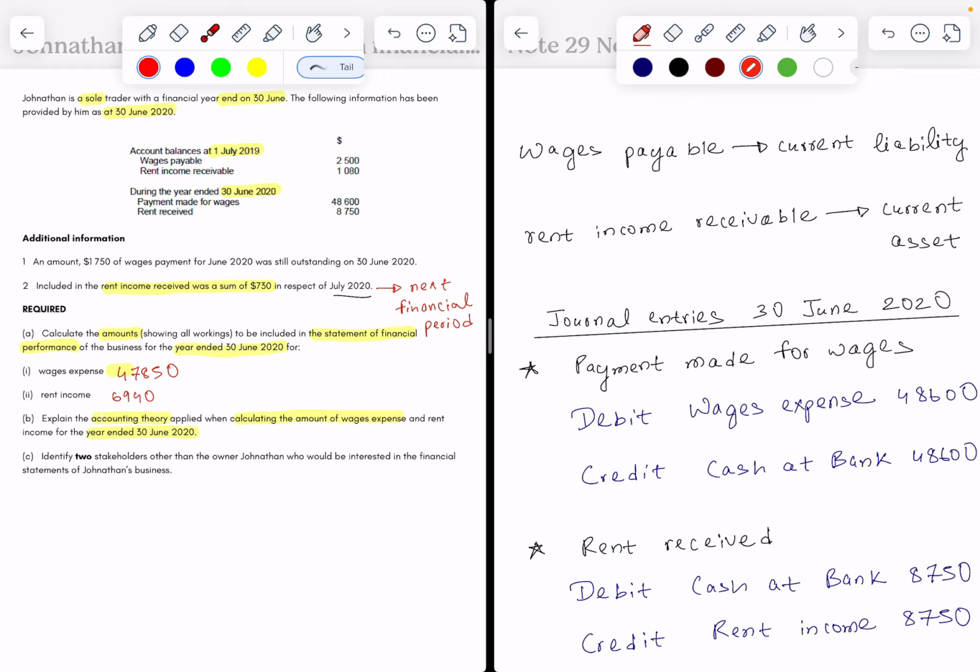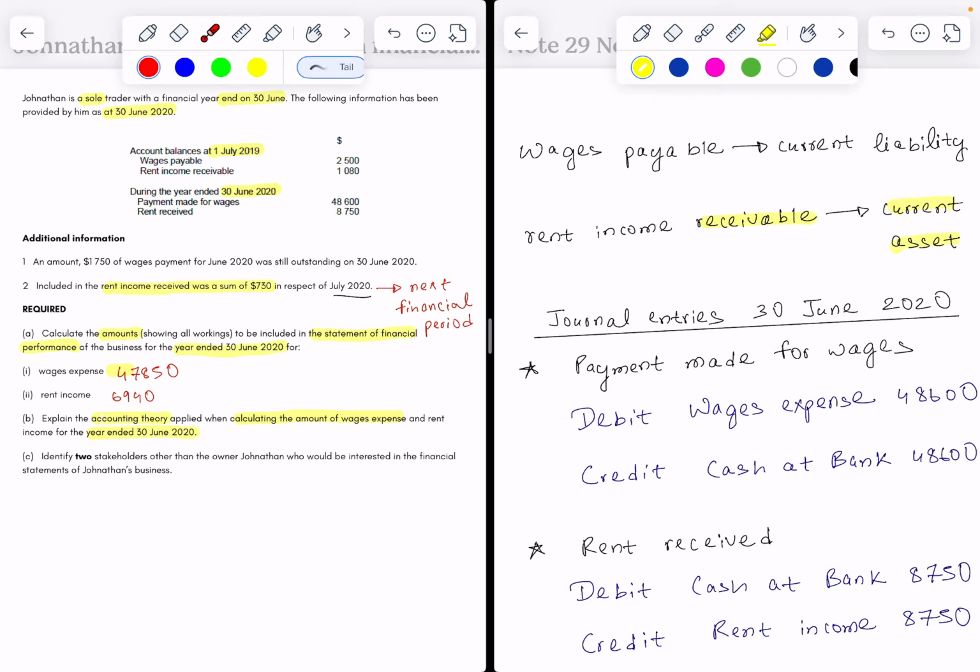So we are given the account balances at 1 July 2019, which are the opening balances, and we are given the opening balances for wages payable and rent income receivable. When we think of wages payable, it is a current liability because it is a present obligation for expenses that we have incurred in the previous financial year, ending 30 June 2018, okay? And then we have got rent income receivable of $1,080. So receivable here refers to the business expecting economic benefits in the future. Therefore, it is a current asset, all right?